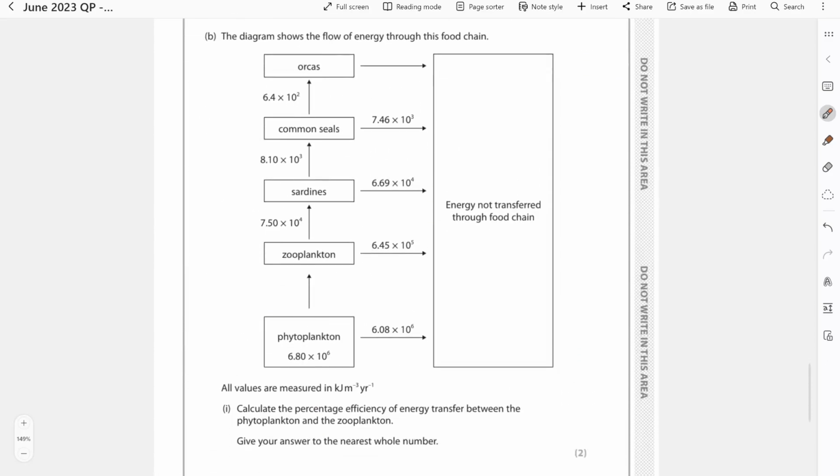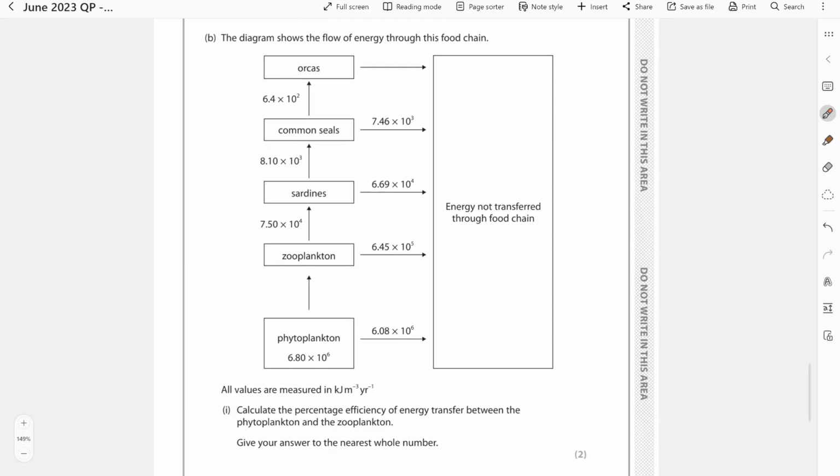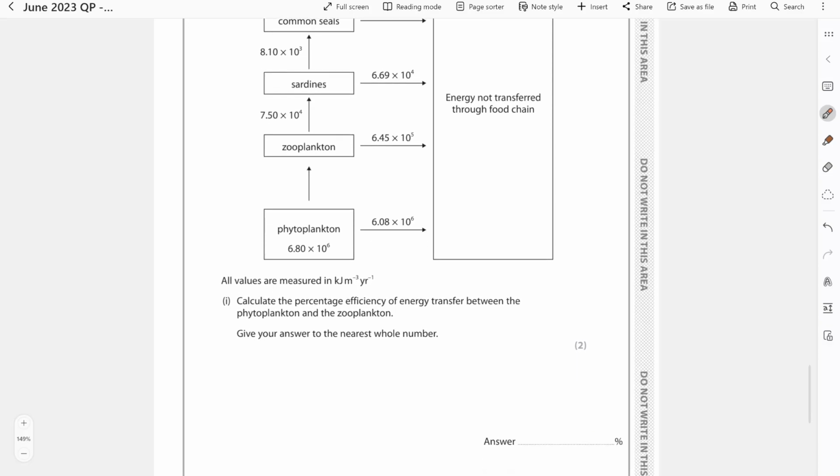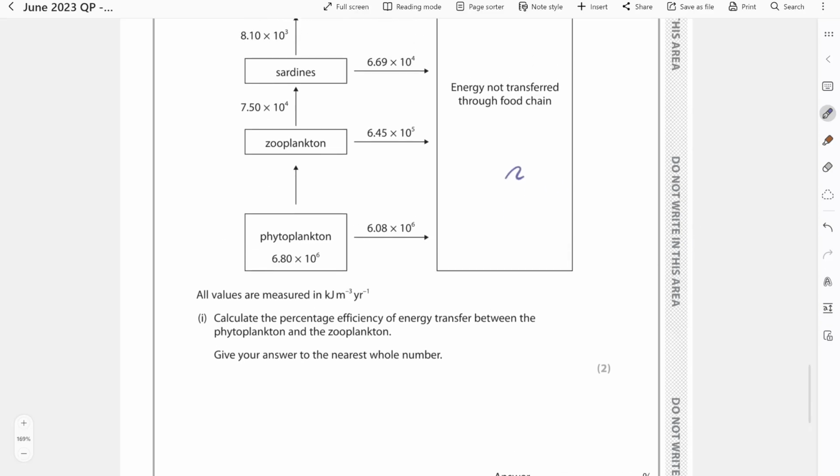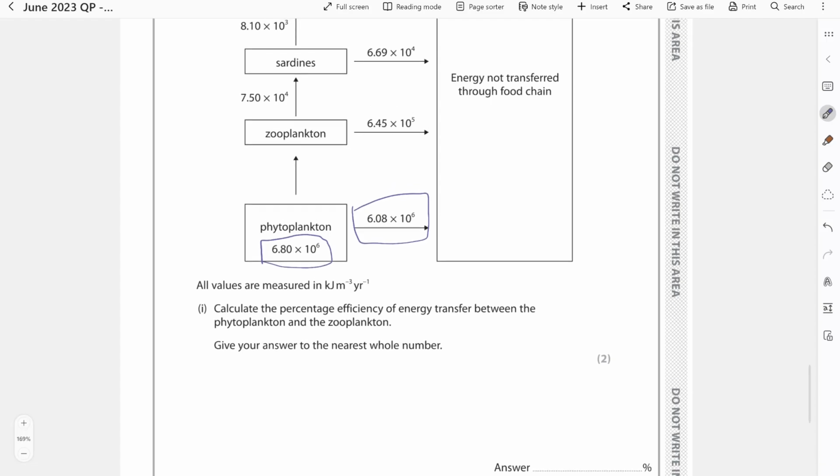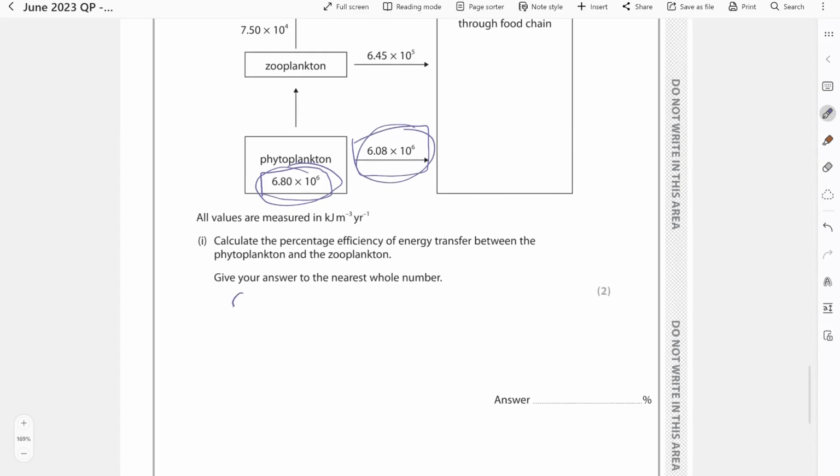All right, let's go on to part B. The diagram shows the flow of energy through this food chain. Calculate the percentage efficiency. All right. So the first thing I want to do is figure out the energy that is being transferred to the zooplankton. So we know that this is the amount of energy that the phytoplankton has, and this is the amount of energy that is lost. To find out the amount that's transferred to the zooplankton, we just do this number minus this number. So let's write that down.